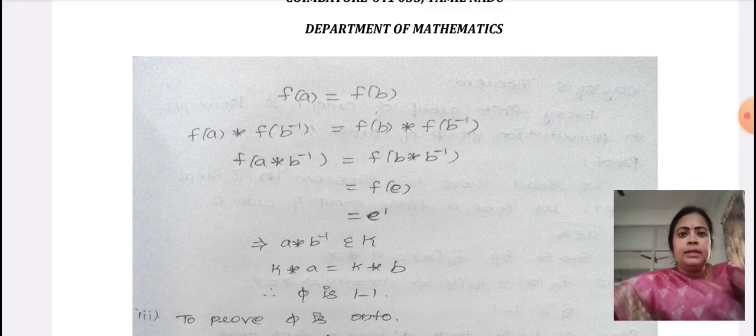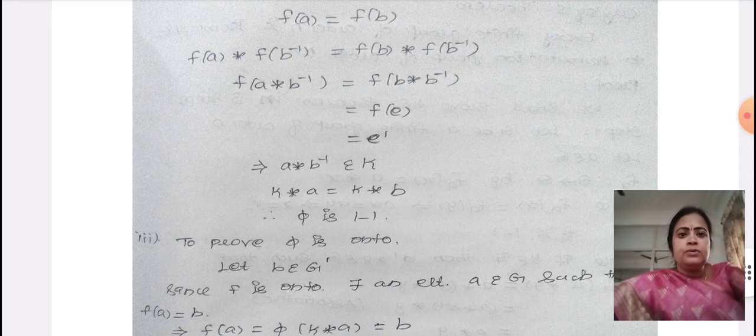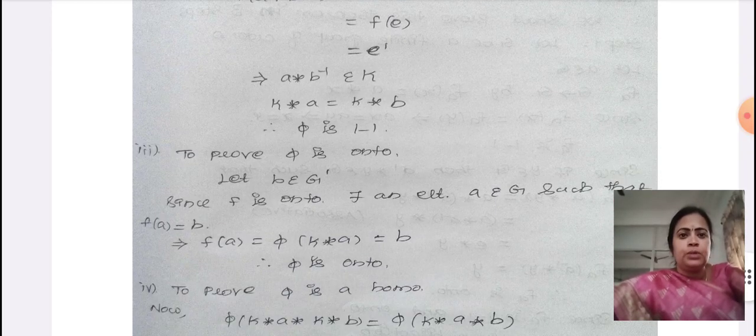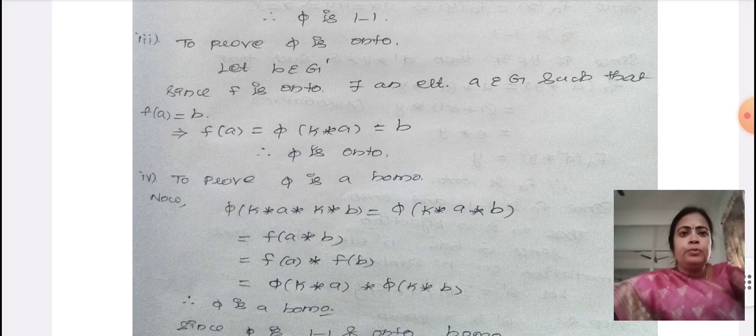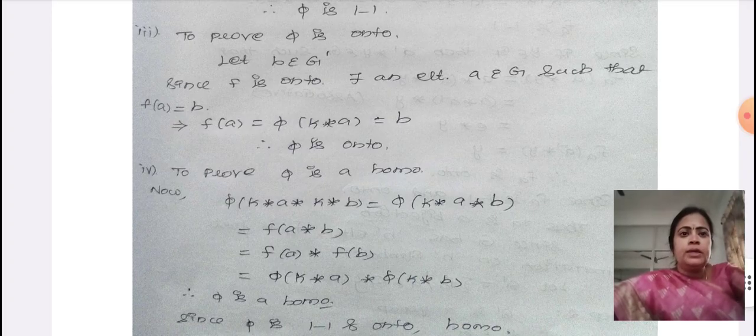So combine the elements together: f of a star b inverse equal to f of b star b inverse. So b star b inverse is nothing but e, and f of e is nothing but e dash. From this we can easily say K star a equal to K star b, so phi is one to one. And the next one, you have to prove phi is onto. Since the given function f is onto, we can easily say that phi is onto.